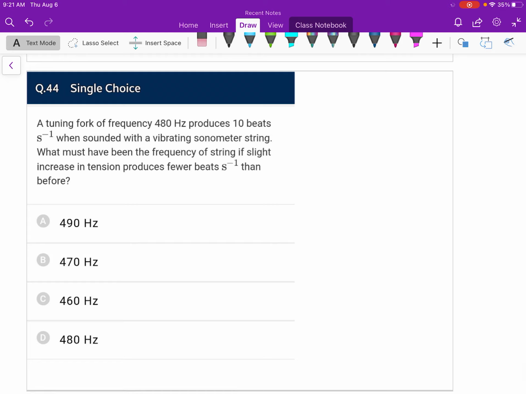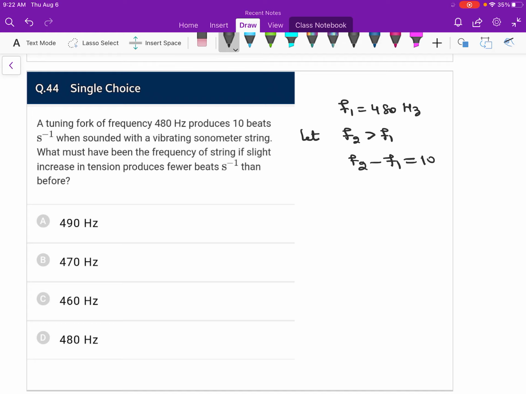A tuning fork produces 10 beats per second when sounded with a vibrating sonometer string. So let's say the sonometer string has higher frequency. The tuning fork frequency F1 is 480 Hertz, and F2 is greater than F1. So on increasing tension, F2 will increase. So beat frequency is F2 minus F1, 10.